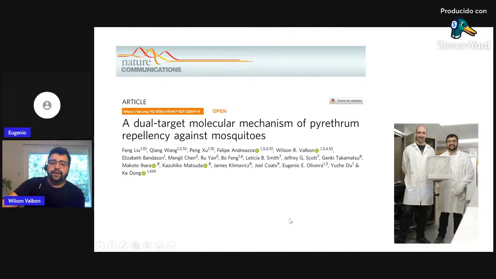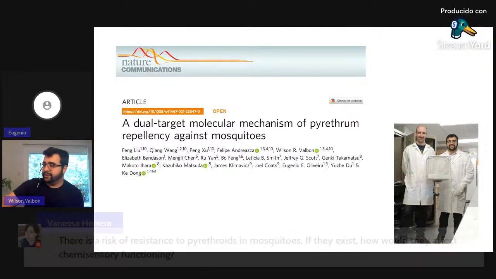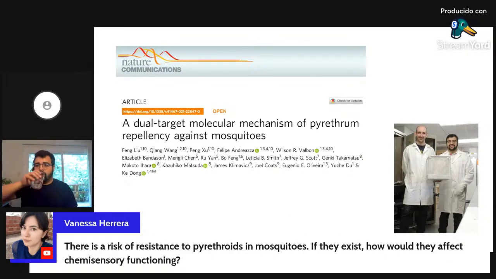Will, I have another question here, sure. Before we move on, Vanessa Herrera is asking if there is any risk for resistance to pyrethroids in mosquitoes, and if there is such a risk, how would the functions of the chemosensory system be affected?